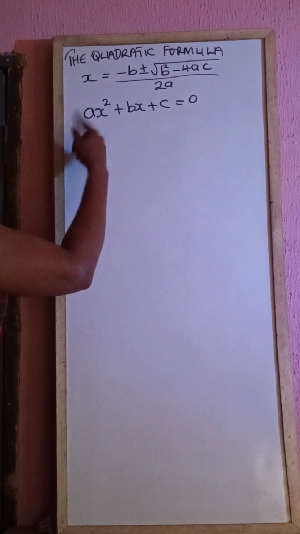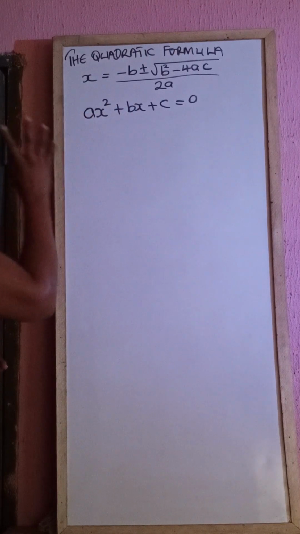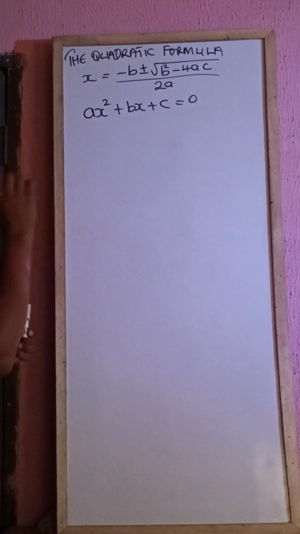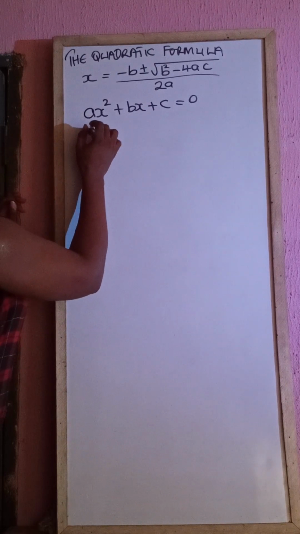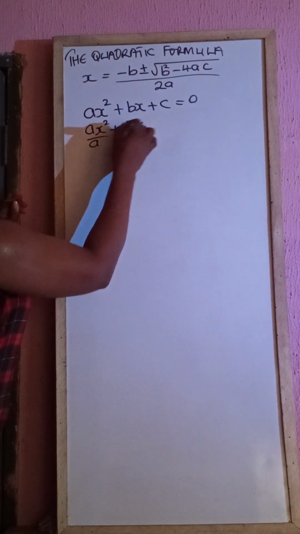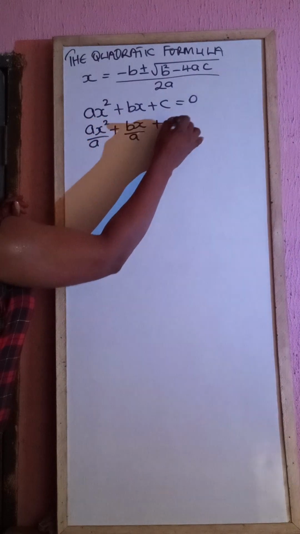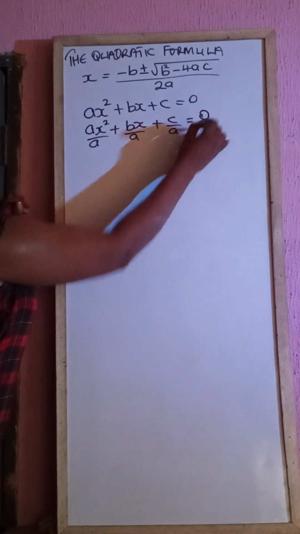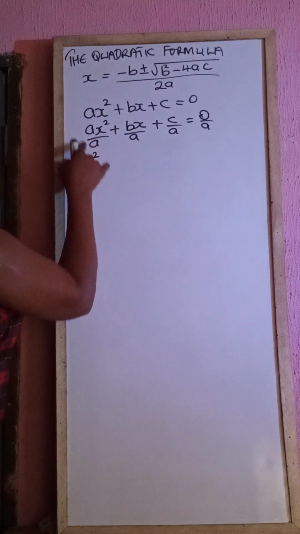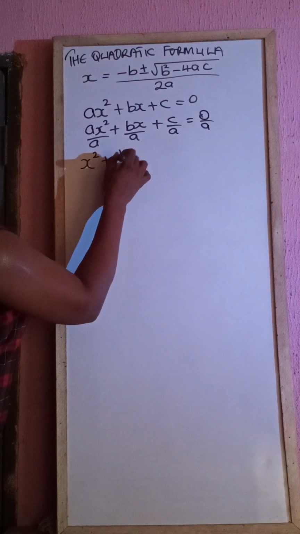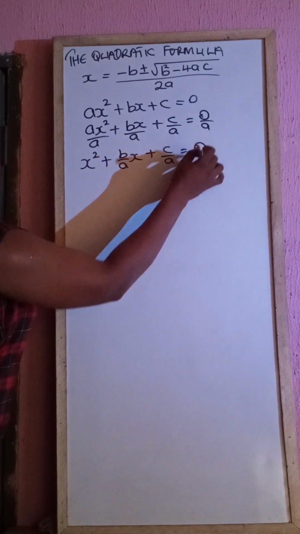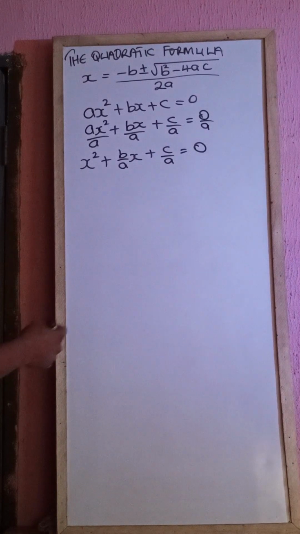Now that we have a, b, and c, we are not sure whether the value of a is 1 here. So the best thing to do is to divide through by a. So that's what we'll be doing now. We now have ax squared over a plus bx over a plus c over a is equal to 0 over a. Now this will lead us to x squared, because this one will cancel, plus b over a x plus c over a is equal to 0, because 0 divided by any number is still 0.